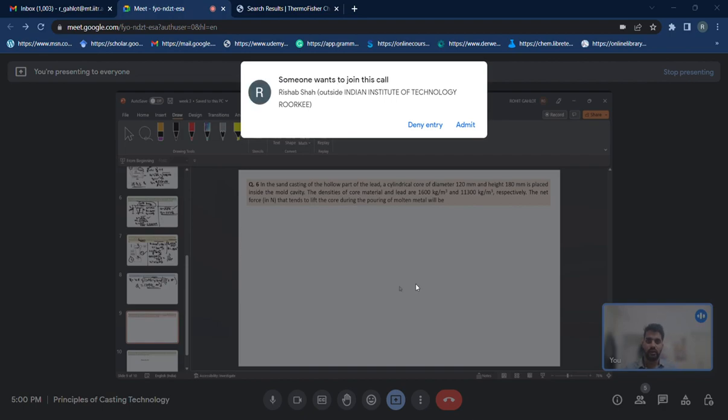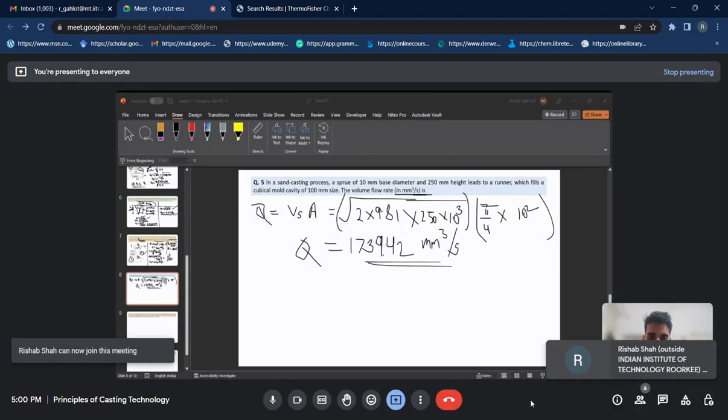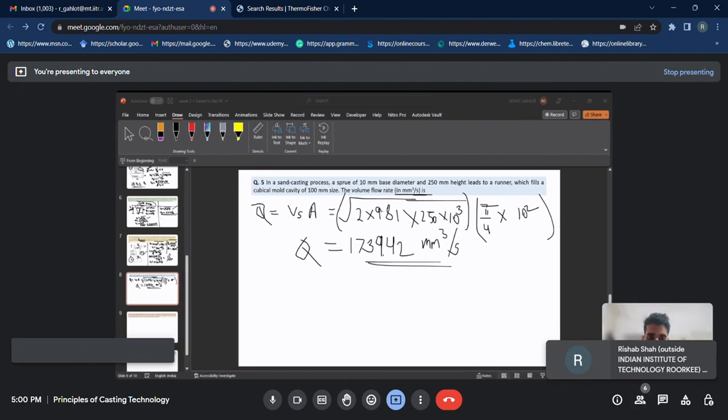Okay, then please move to question 6. Here it is given that in the sand casting of the hollow part, a cylindrical core of diameter 120. Sir, the previous sum, please. Yes, yes.